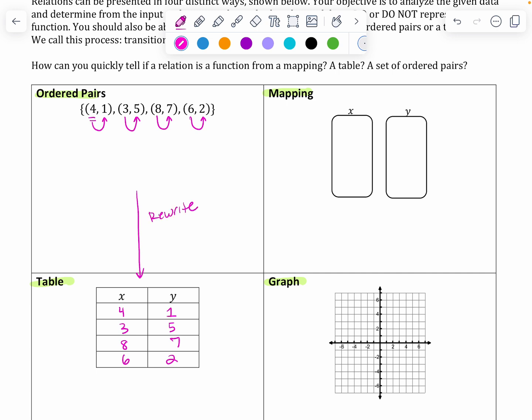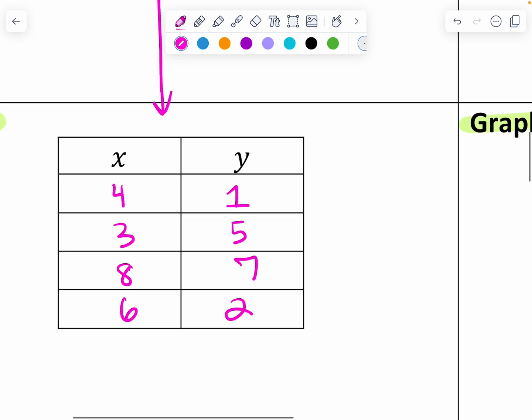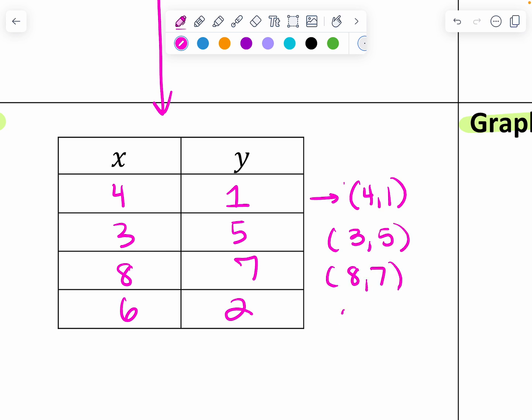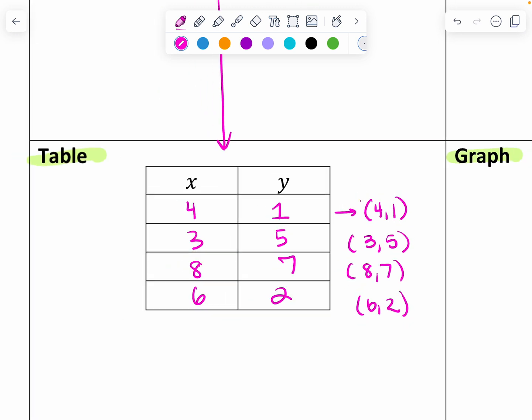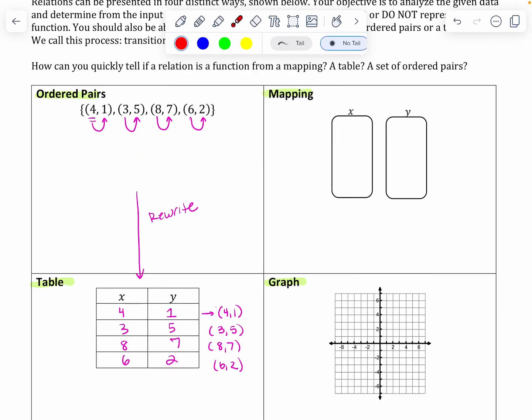And by the way, I can go backwards too. If I really wanted to, I could just take this and make it look like 4, 1. 3 is first, then 5, 8, then 7, 6, then 2. And now notice all those ordered pairs look just like the ones here above, right? So switching around can be a really powerful tool.